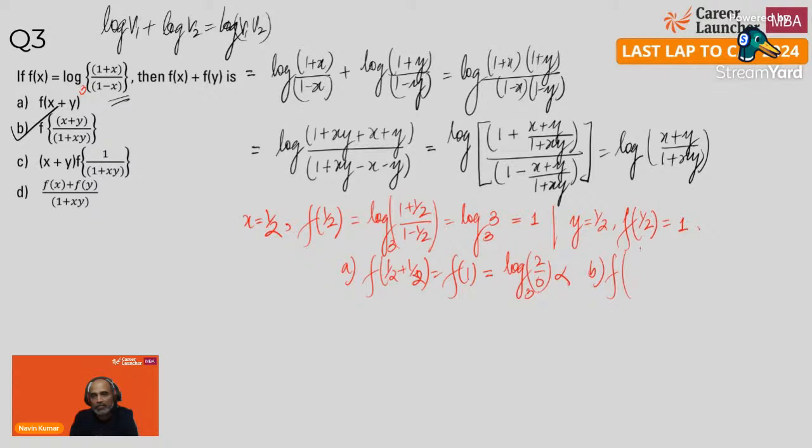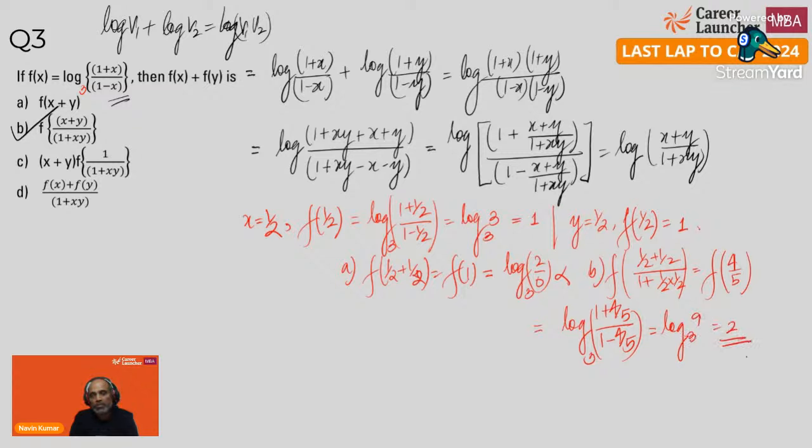So we are talking about f of (1 by 2 plus 1 by 2) upon (1 plus 1 by 2 into 1 by 2). So this becomes 1 upon 1 plus 1 by 4. So we are dealing with f of basically 4 upon 5. F of 4 upon 5 is going to be log of (1 plus 4 by 5) upon (1 minus 4 by 5). Now I'll put a base 3 here. So this becomes log 9 to the base 3, which is going to be 2, right? And if I look at this, this was 1, this was 1. So this is going to be 2.